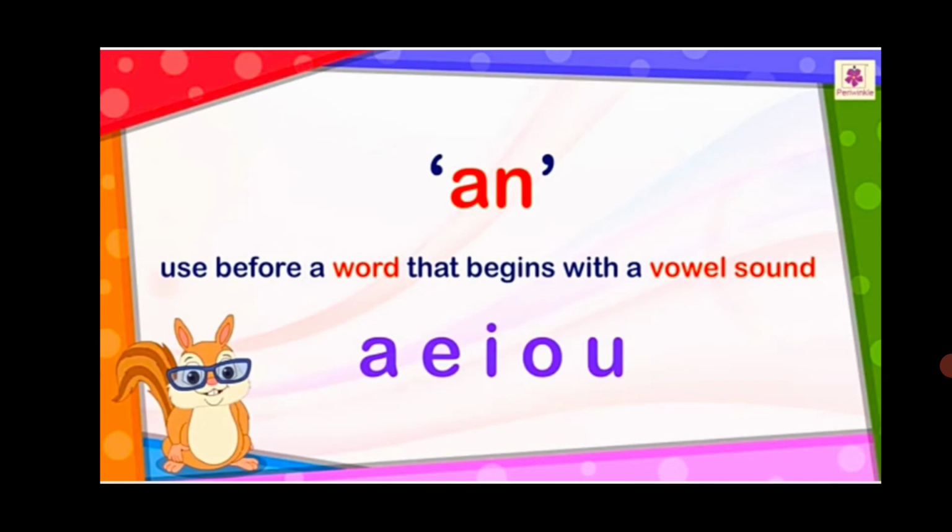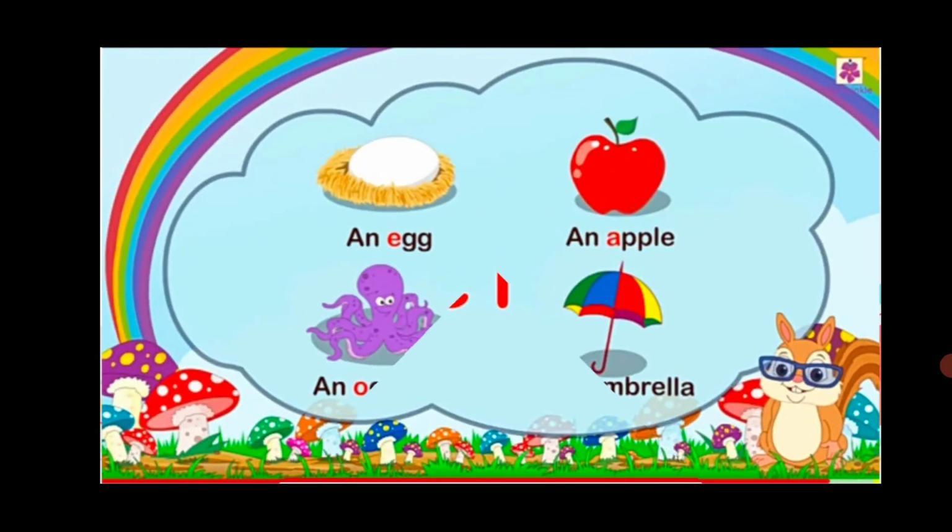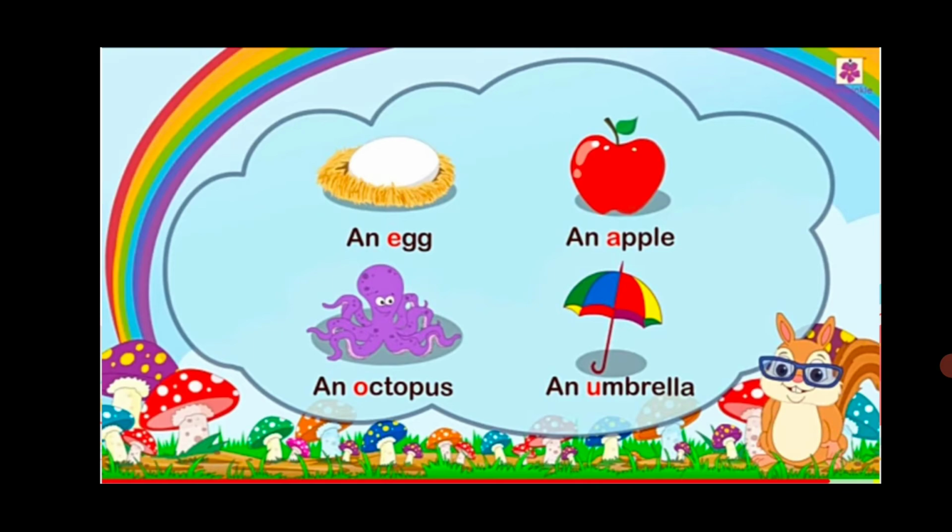मीन्स वॉट बेटा, जो वर्ड्स ओवल से स्टार्ट होते हैं उनके पहले एन लगाना है, बट दोज वर्ड शुड बी सिंगुलर. मतलब जो सिंगुलर वर्ड ओवल से स्टार्ट होते हैं उनके पहले हम एन लगाते हैं. सी वंस अगेन, an is used before a word that begins with a vowel sound. Which are the vowels? A, E, I, O and U. For example, we will see an egg, an apple, an octopus and an umbrella.